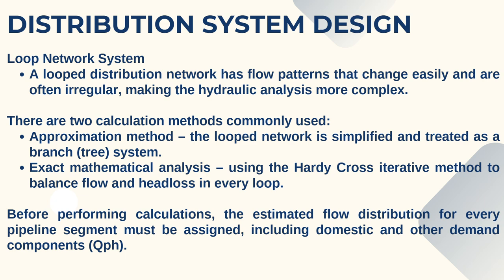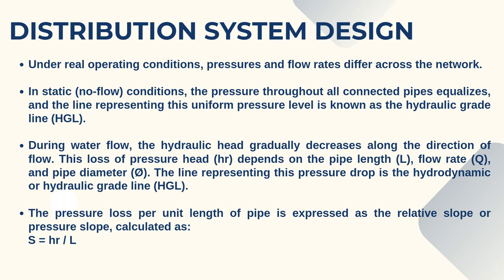in every loop. Before performing calculation, the estimated flow distribution for every pipeline segment must be assigned, including domestic and other demand components. Next is about the real operation condition, where the pressure and flow rate differ across the network. In static or non-flow condition, the pressure throughout all the connected pipes equalizes, and the line presenting this uniform pressure level is known as the hydraulic red line or HDL.